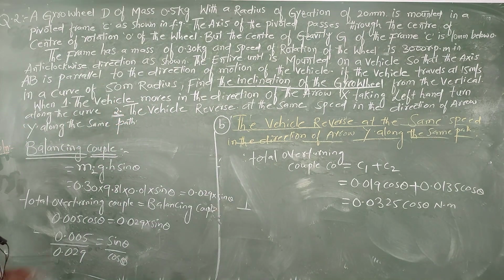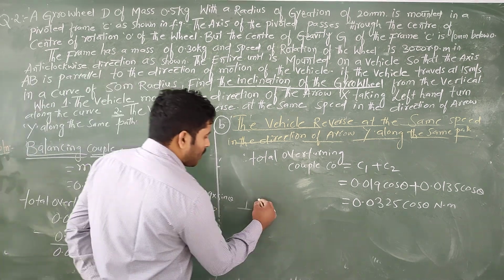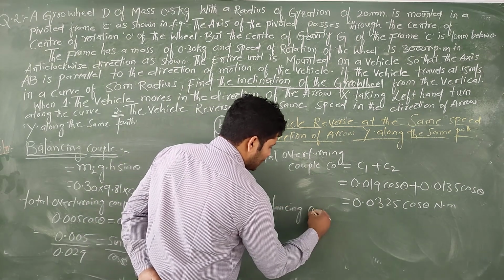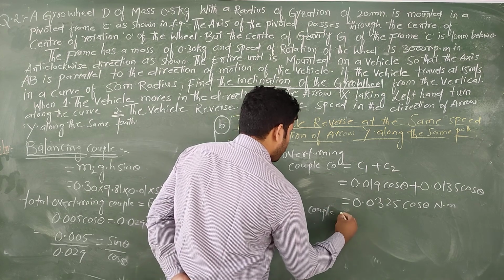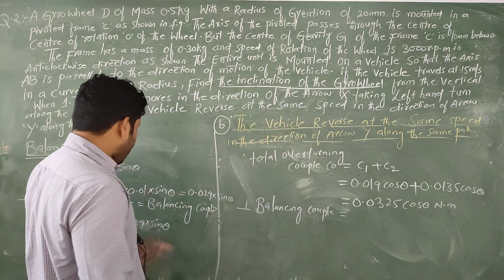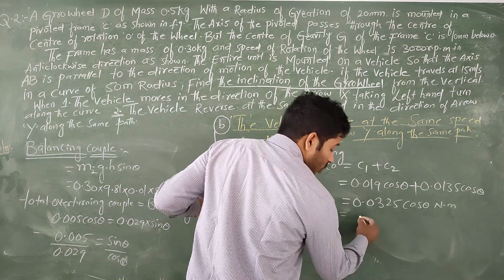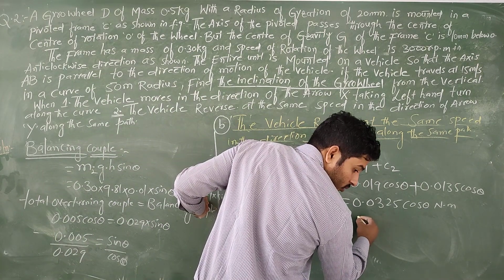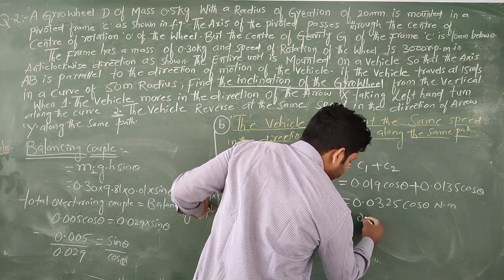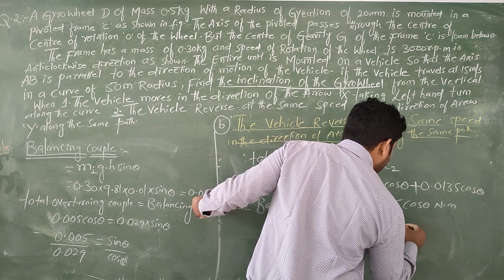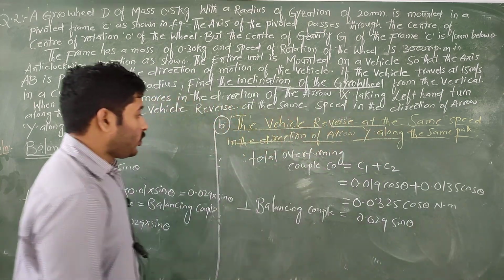As well as the same balancing couple, we know the value. The same balancing couple we have to take here. The balancing couple equal to 0.029 sin theta. After that, what we need to find out here?